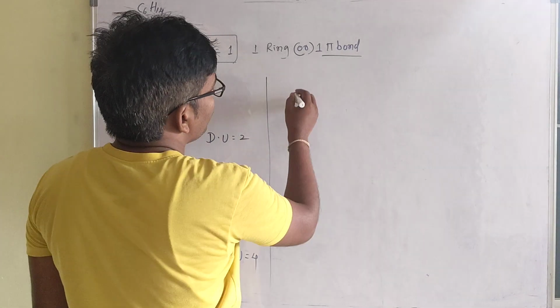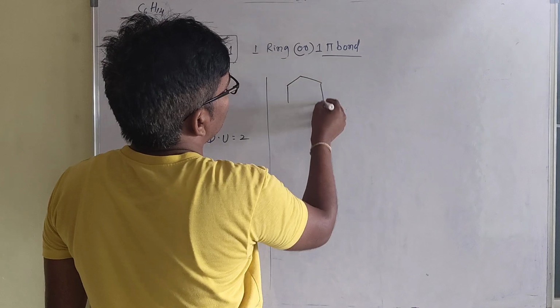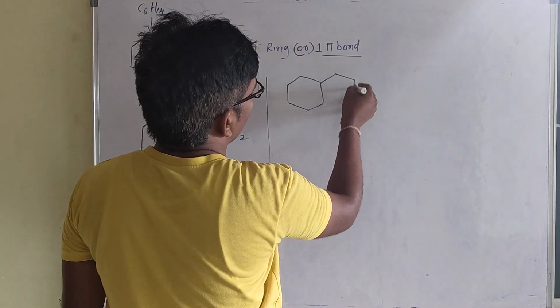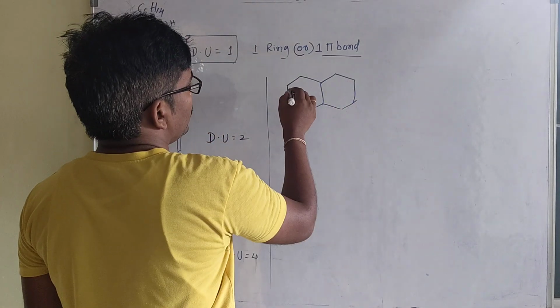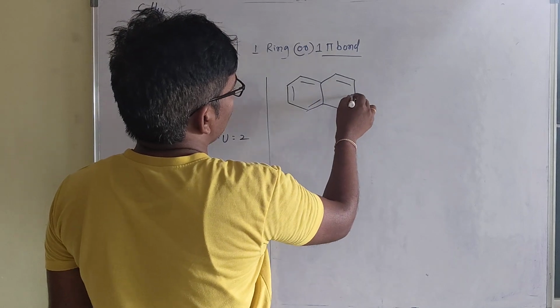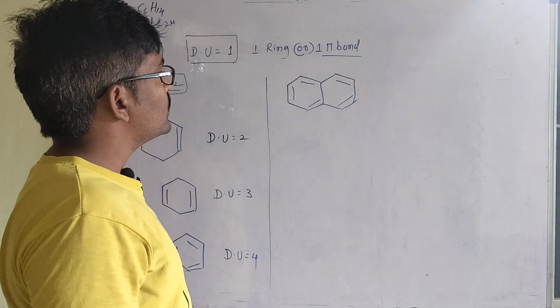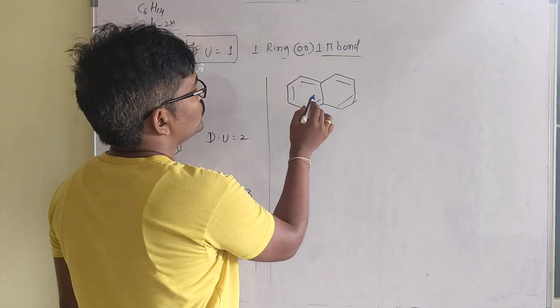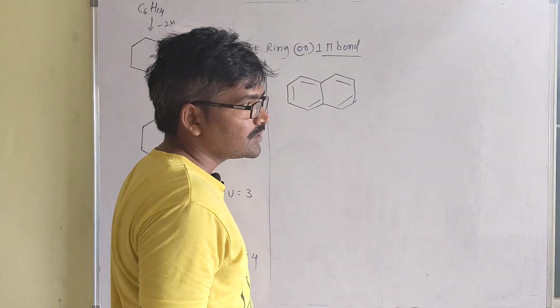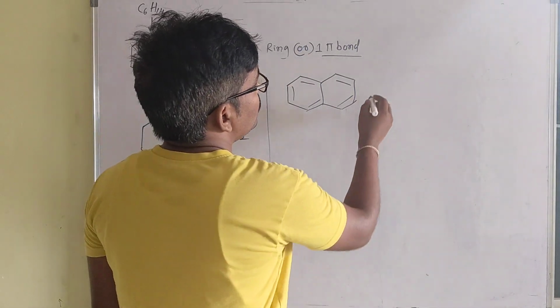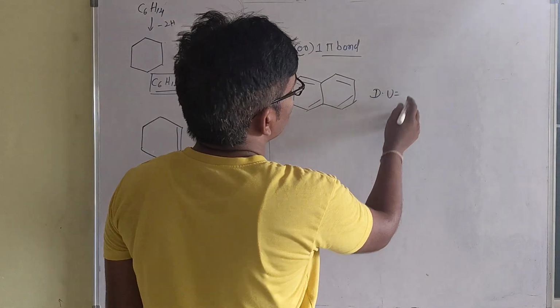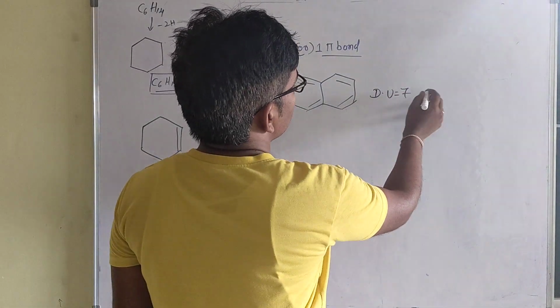Then we took naphthalene. Naphthalene has 2 rings. Alternate pi bonds like this will be there. How many pi bonds in total are there? 1, 2, 3, 4, 5, 5 pi bonds. Then how many rings are there? 2. So degree of unsaturation equals 2 plus 5, 7. Degree of unsaturation is 7.